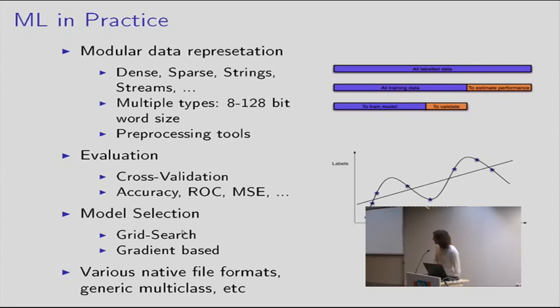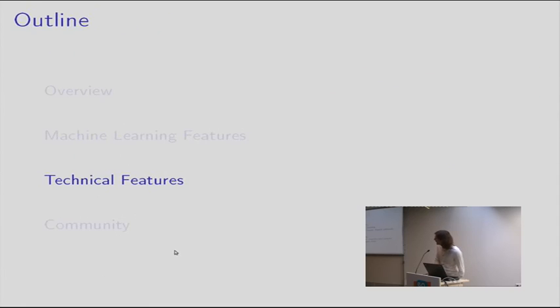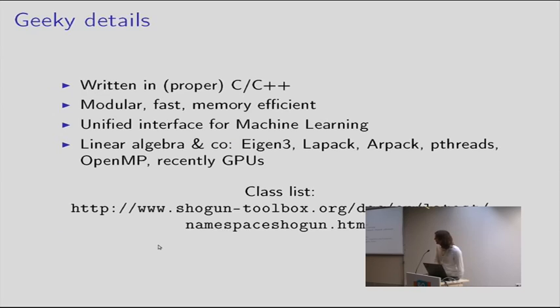Okay. That's already what I'm going to say about machine learning. So here now are some technical features that might be interesting for you guys. We've written it in C++. So you might ask, why are you at a Python conference? Well, we provide automatic interfaces to a bunch of languages. I'm going to talk about this in a minute.